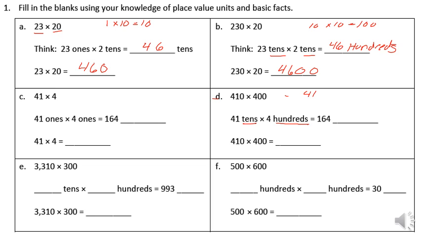When we multiply this out, we have 41 times 4. Well, 4 times 1 is 4, and 4 times 4 is 16, so we have 164. But if you notice, we have tens times hundreds, which will give us thousands. So this is 164 thousands. This means 410 times 400 is 164 thousands.